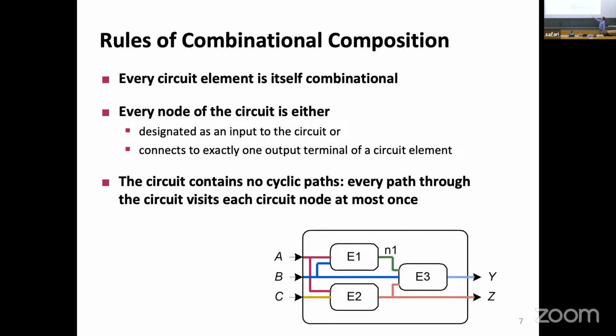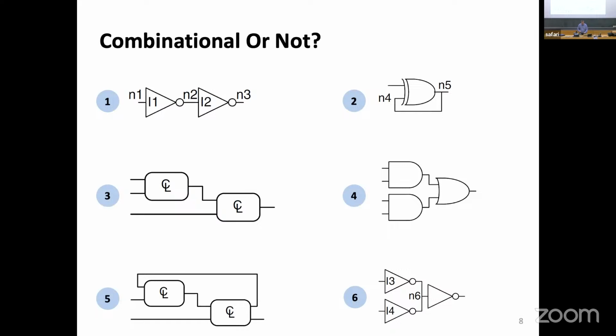Now, N1 is only connected to the output of E1. Good. This output is connected to the output of E2. It's okay that it connects at the same time to E3 and an output. The important thing is it's only being driven, if you want, by this guy. Now this one is easy, right? I mean, Y is directly coming out of E3. Now, maybe to discuss this a little bit more, let's see some examples.